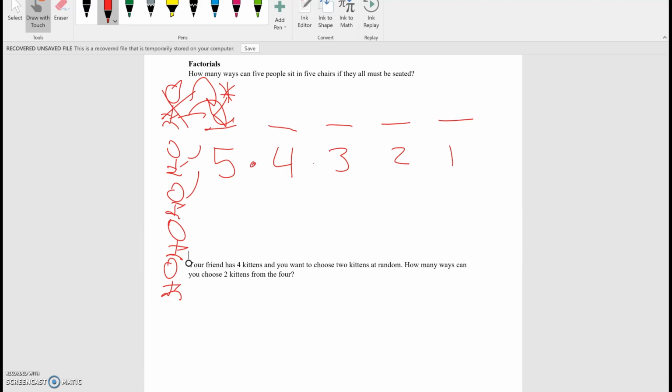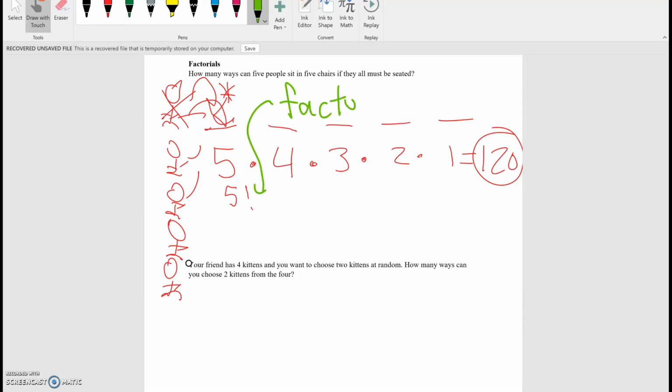And essentially what you do is multiply all these numbers together. We're going to put it in our calculator. So 5 times 4 times 3 times 2 times 1 gives me 120. Now, this is what we call a factorial. The way that we write a factorial is 5 factorial. That little exclamation point right here is what we call our factorial. That's a factorial.